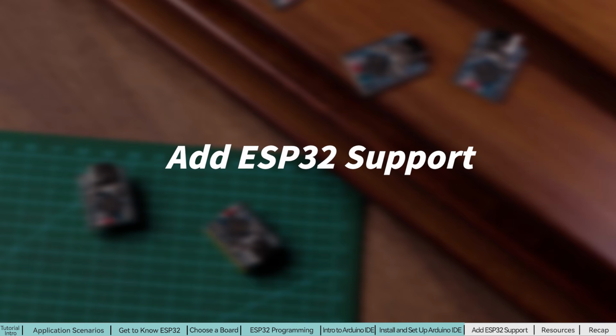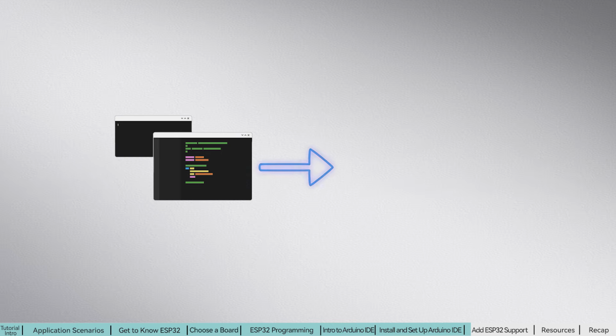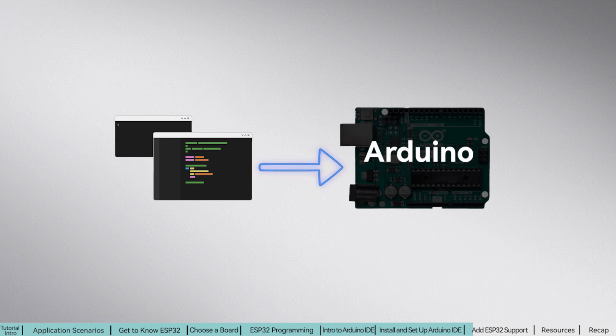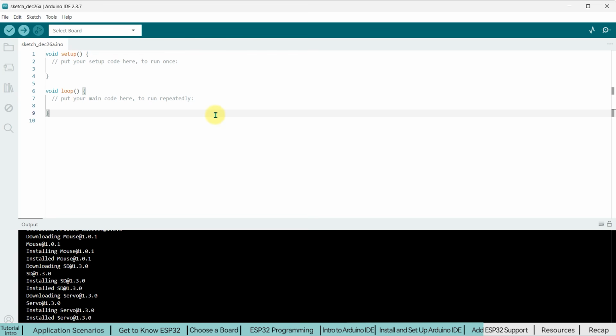Finally, the most crucial step, making Arduino IDE recognize our ESP32 development board. As mentioned before, Arduino IDE was initially designed for Arduino development boards. Therefore, to use it for ESP32 development, we need to manually install the ESP32 board support package. The default ESP32 support version in Arduino IDE often lags. To avoid not finding new model development boards, it is strongly recommended to manually add the official source.